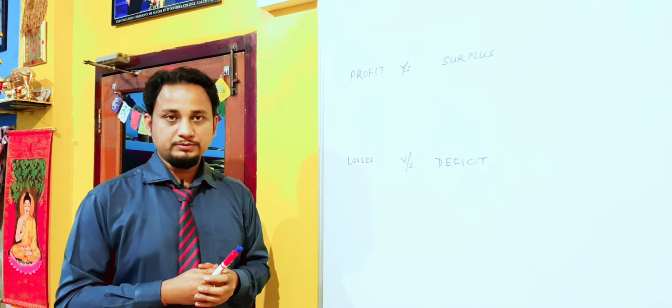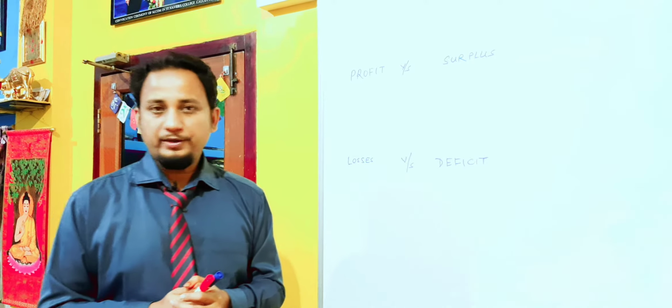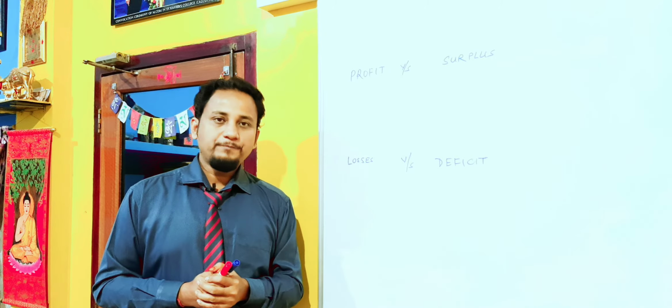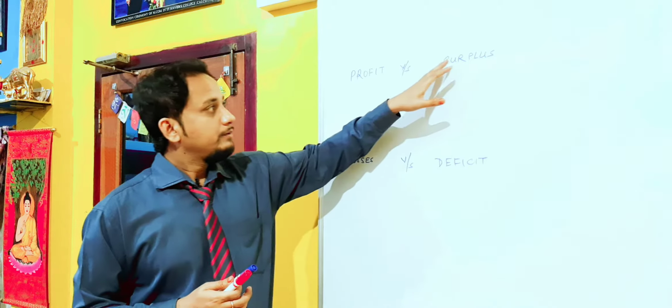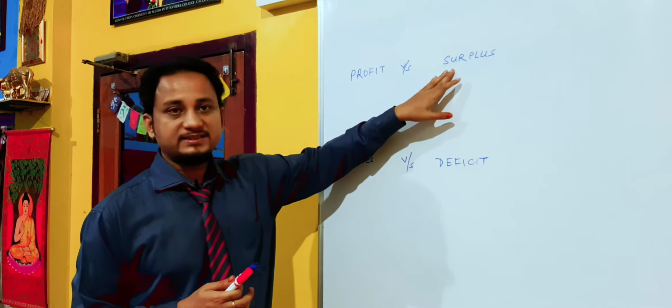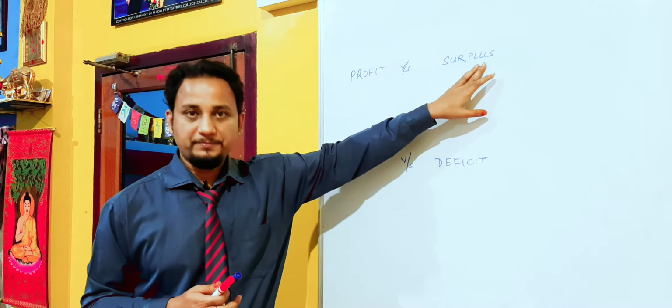But apart from the business organizations, there are organizations whose motive is not to earn profit. They provide their services for the welfare of society, for the welfare of the people, just like non-profit organizations. It is a very common term that we have been hearing, NPOs. Their excess income is considered as surplus.